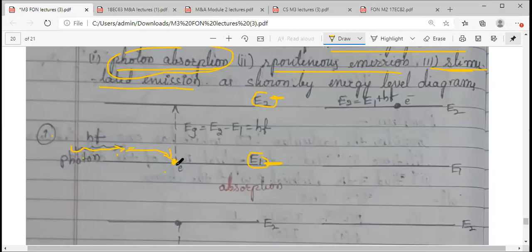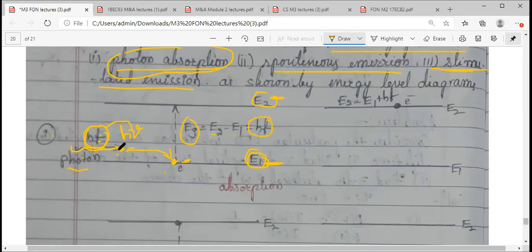When the electron is in the ground state, what is its energy? E1. And what is the photon's energy? You can see in the figure, it is h nu, or you can take hf, frequency. This nu is nothing but frequency only. So it is h nu, where h is Planck's constant. This is the gap energy, Eg, which is equal to E2 minus E1, which is nothing but hf.